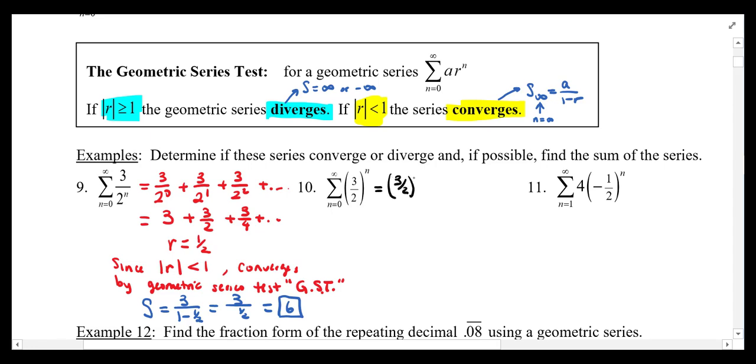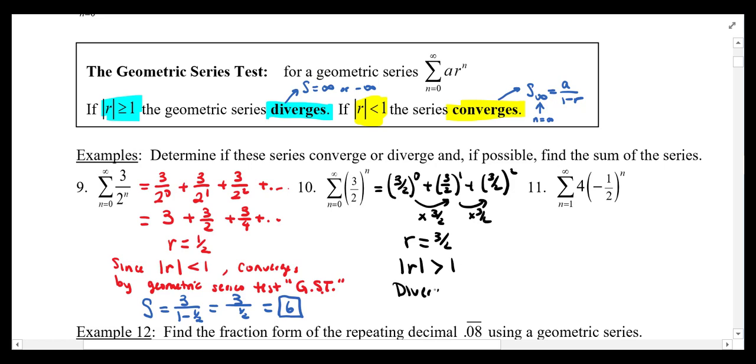3 halves to the power of 0, 3 halves to the power of 1, 3 halves to the power of 2. Hopefully you can see that I'm just multiplying by 3 halves every single time. So my common ratio, r, is equal to 3 halves, and therefore the absolute value of that is bigger than 1, which means this diverges by the GST. And since it diverges, there's no finite sum. Good.